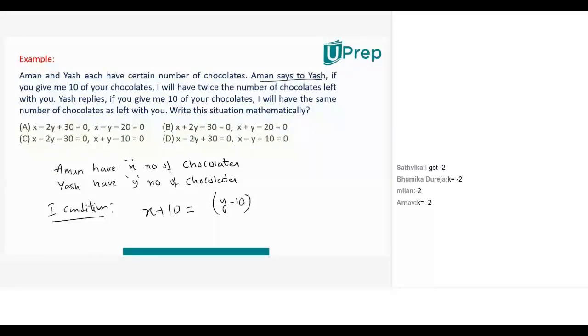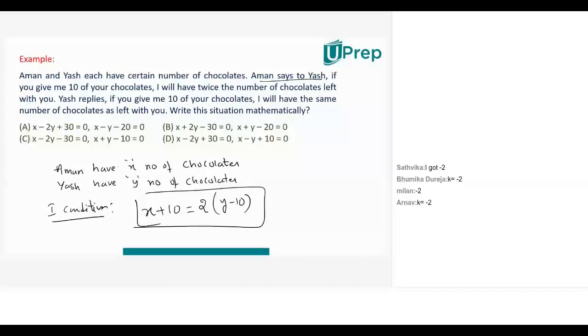Now, what is given is, Aman will have twice the number of chocolates left with Yash. Yash is left with Y minus 10 chocolates. So, Aman has twice the number of chocolates left with Yash. So, this is the condition. Easy to understand, yes or no? Aman has X chocolates, Yash has Y chocolates. Based on the first condition, Aman has got 10 chocolates from Yash. So, Aman now has X plus 10 chocolates. Yash has Y minus 10 chocolates.